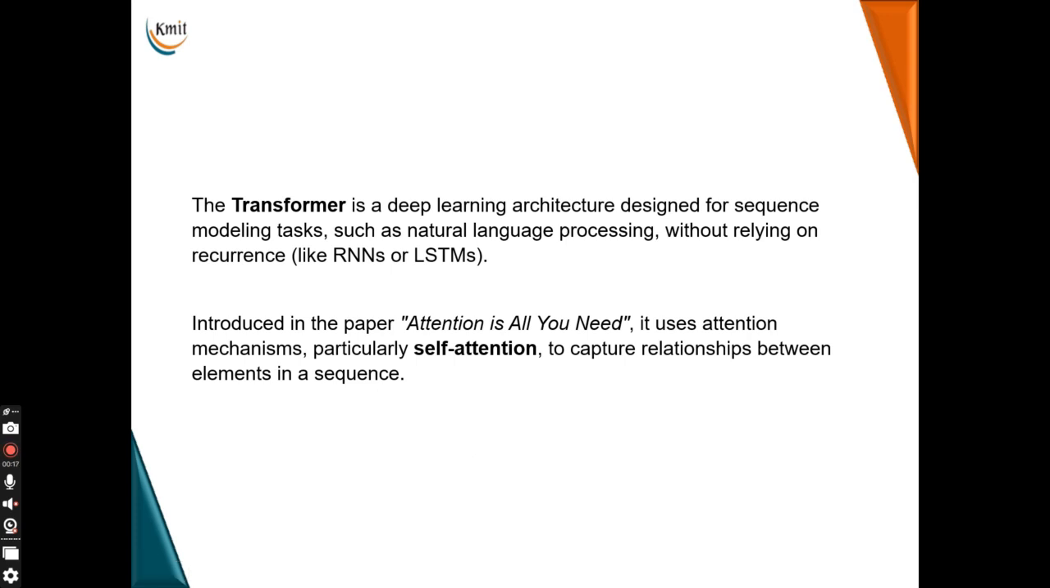The transformer is a deep learning model designed for sequence modeling tasks such as natural language processing, and it does not rely on RNNs and LSTMs because of their shortcomings in processing sequence to sequence tasks. In a paper it was introduced that attention captures the relationships between various elements in an input sequence. The paper is Attention is All You Need.